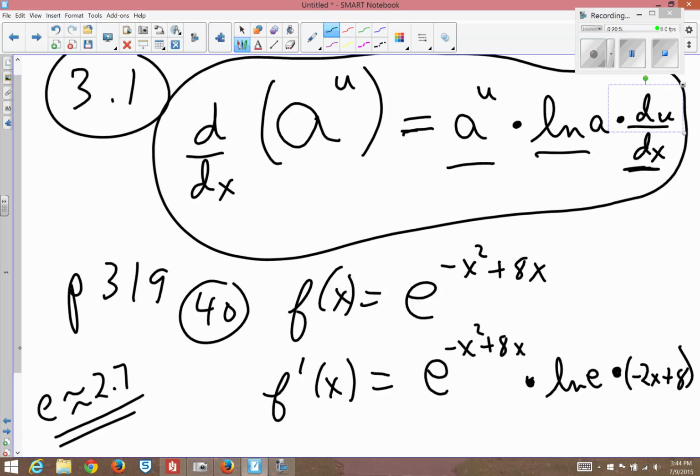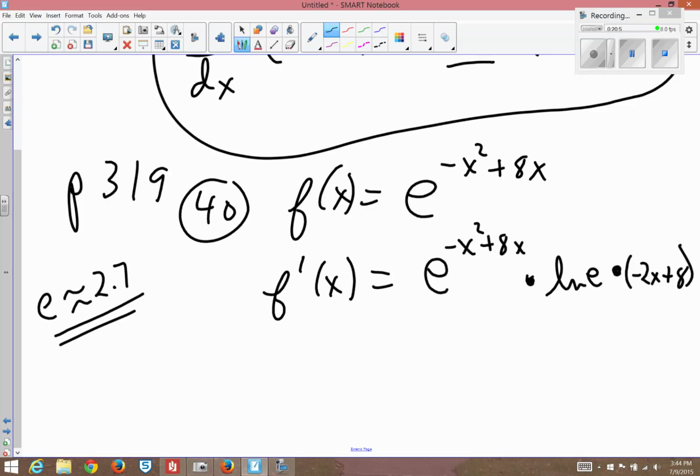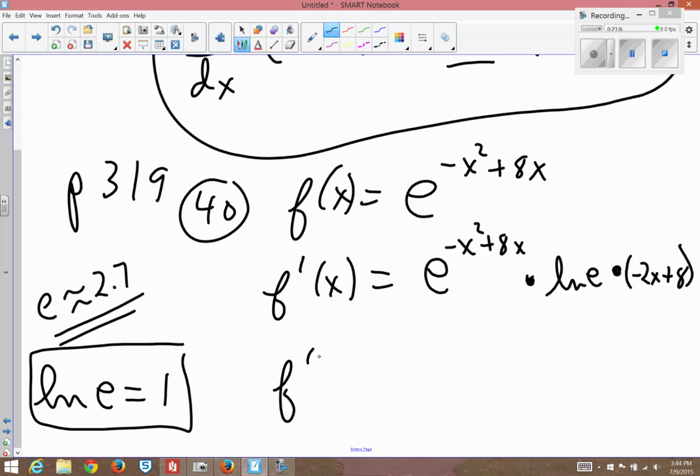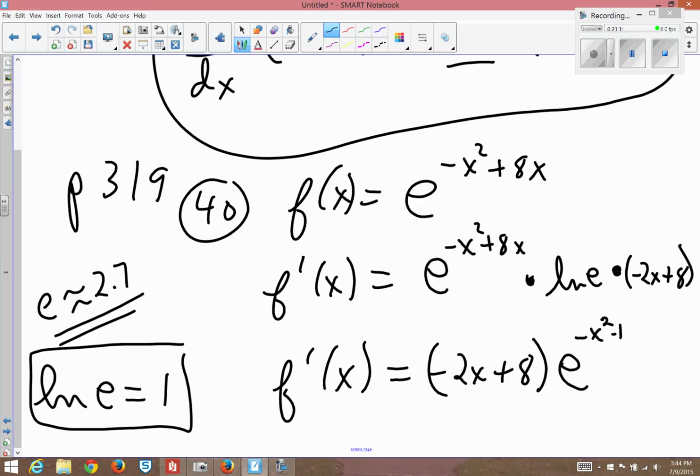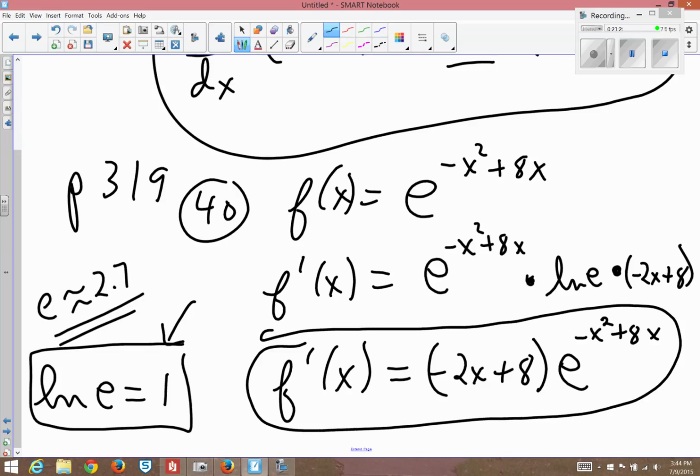And that's the answer. That, however, can be simplified because the natural log of the number e is actually 1. So the final answer in the simplest form is going to be the quantity negative 2x plus 8, let's put parentheses around that, times e raised to the exponent, negative x squared plus 8x. Natural log of e is disappearing from the answer because the natural log of e is 1. That's all.